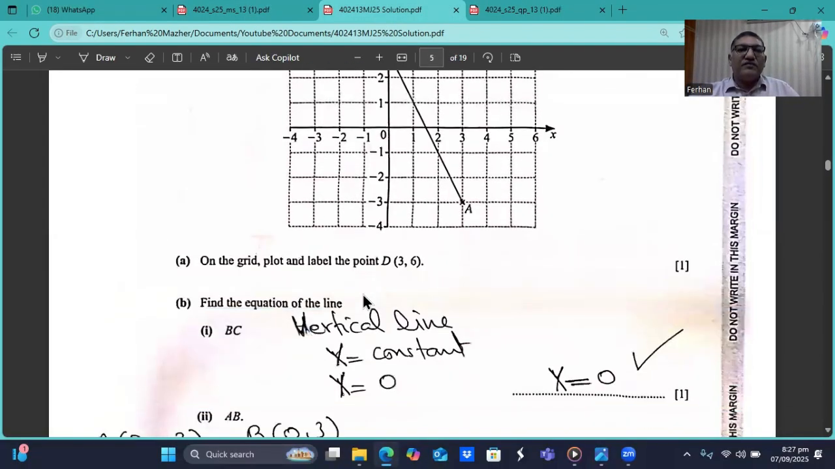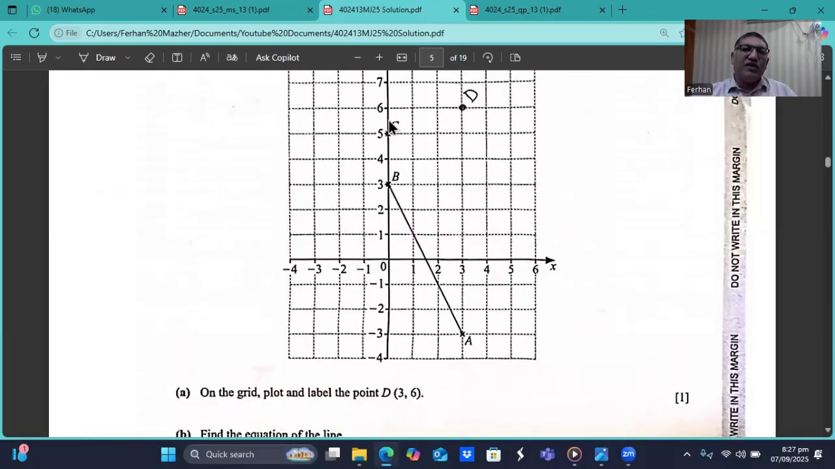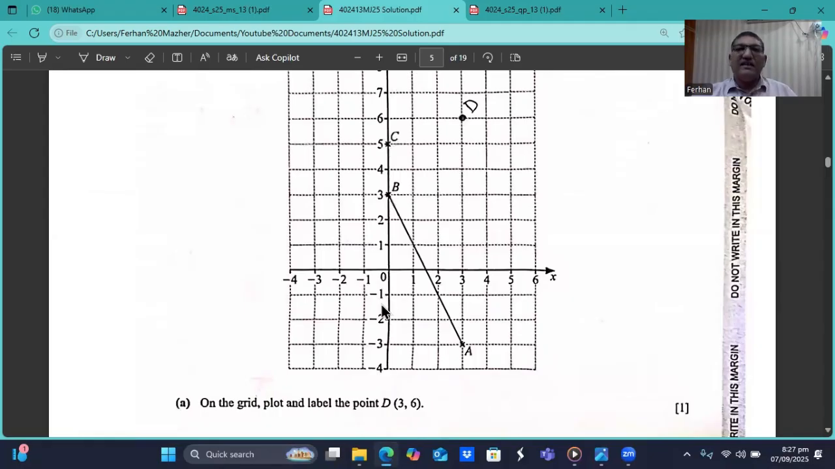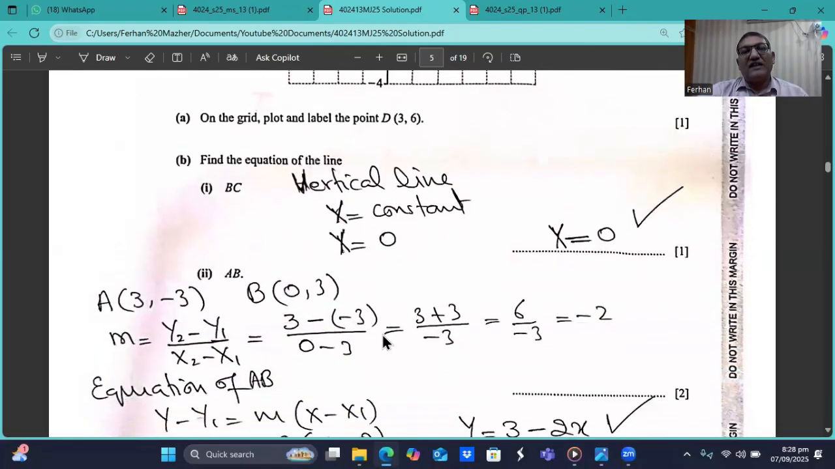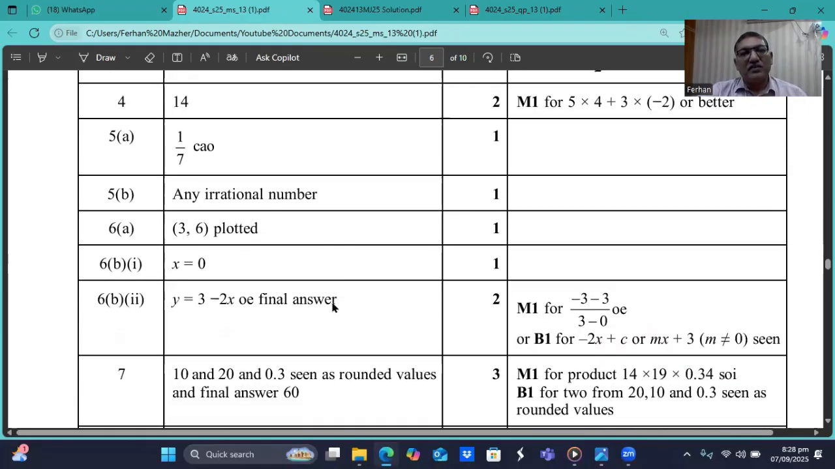And so you see, if you want to find out the equation of the line BC, BC is a vertical line. The equation of a vertical line is x equals a constant, x equals a number. And what is the value of that number? That number is equal to the x-intercept. So BC is a vertical line, and its equation will be x equals a constant. The constant is the x-intercept, which is 0 here. So the equation of that line will become x equals 0.